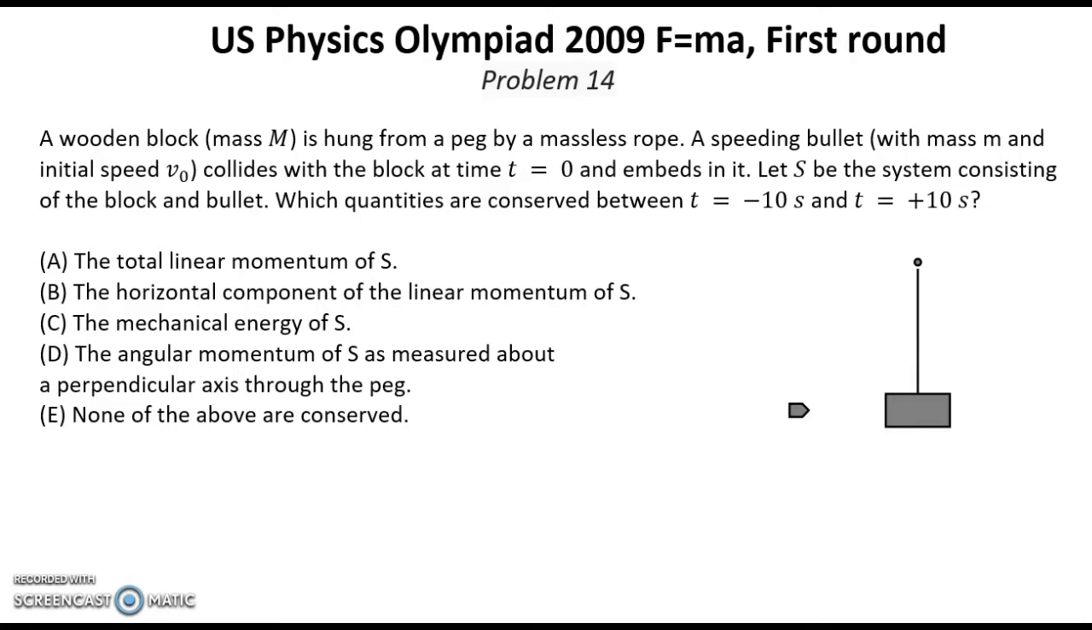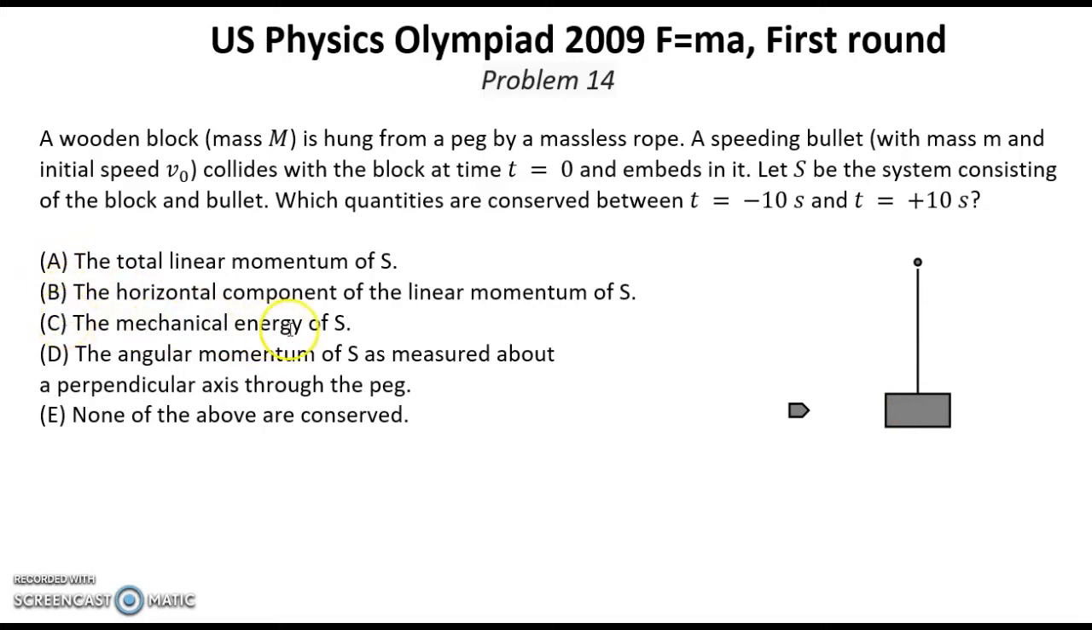Solution. Let's investigate all 5 possibilities. A. The total linear momentum of system. Before collision it's conserved, but after collision, when this system starts to rotate around this peg, there is a force acting on this peg and bullet, which is changing total linear momentum and horizontal momentum. So it means that not A, not B are good answers.